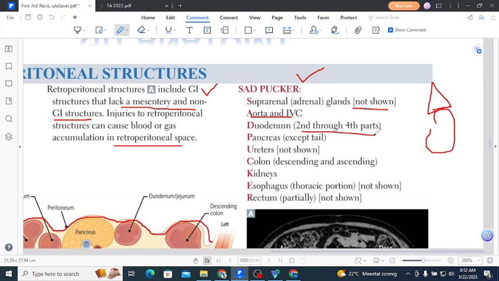Duodenum, second through fourth part. The first part of the duodenum is intraperitoneal. Second, third, and fourth parts are retroperitoneal. The pancreas, except the tail. The tail is intraperitoneal. Ureters, which are not shown in the picture, but they are also retroperitoneal. The colon, descending and ascending colon. The kidneys, the esophagus, thoracic portion, which is not shown, and the rectum, partially, not shown.